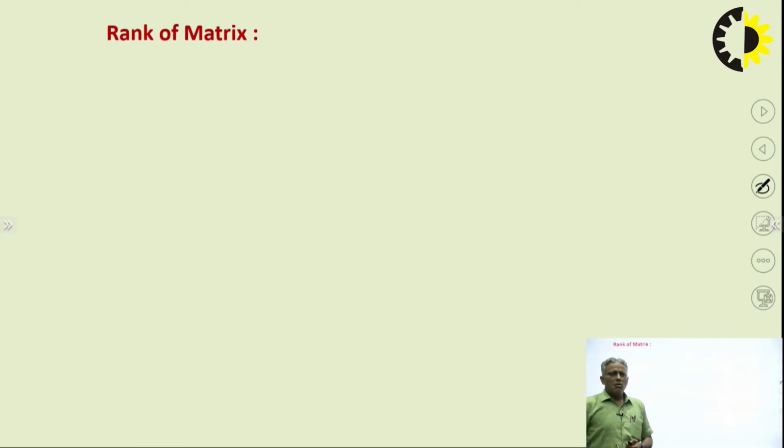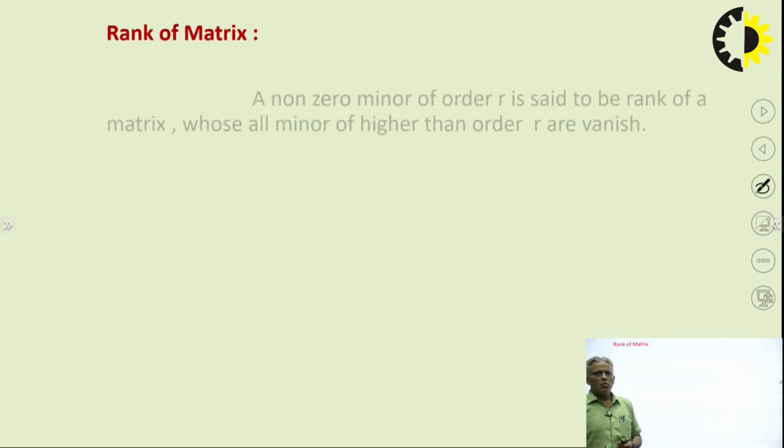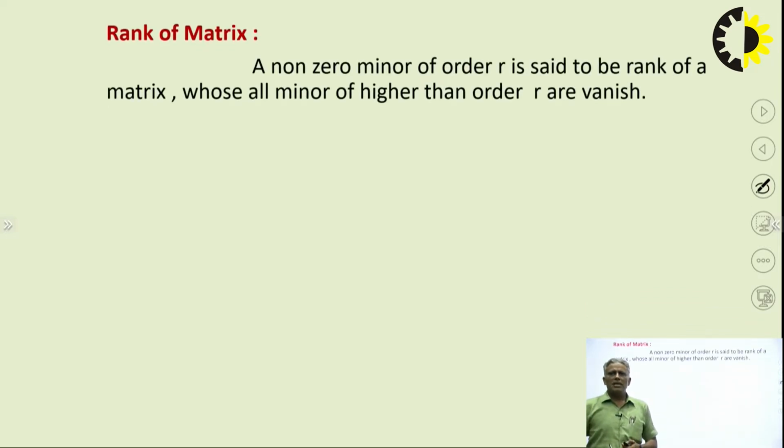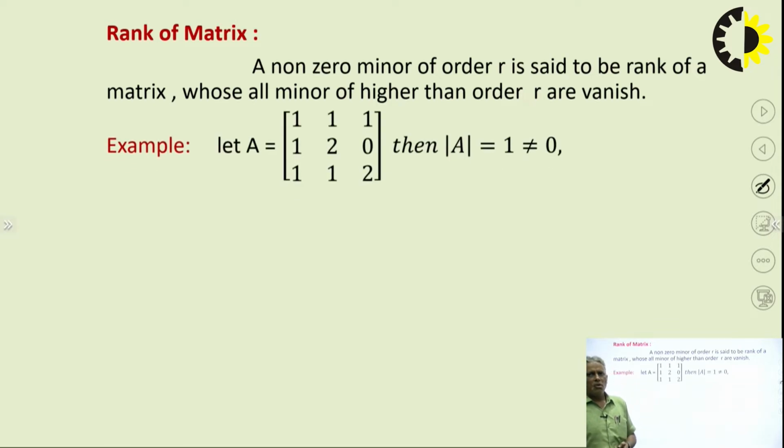Now first of all, what is rank? A non-zero minor of order R is said to be the rank of the matrix if all minors of order higher than R vanish. Suppose we have a matrix of order 3 by 3. First of all, calculate the rank of this matrix. How to calculate? The first method is the determinant. First calculate the determinant. If the determinant is non-zero, then its order is called the rank of the matrix.